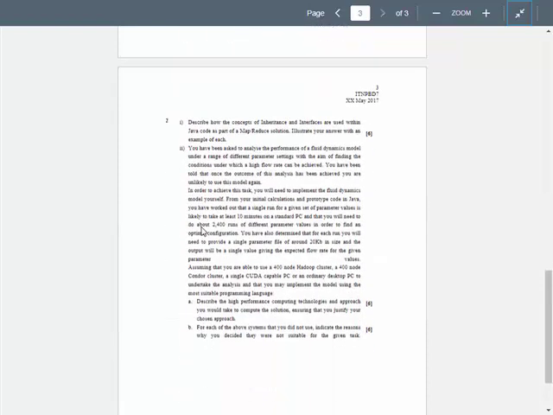So this one, actually, there's an example. Last year it said, describe how the concepts of inheritance and interfaces are used with Java code as part of MapReduce. So that's the kind of level, if it does ask about Java. I can't remember if we asked something similar to that this time around or not.